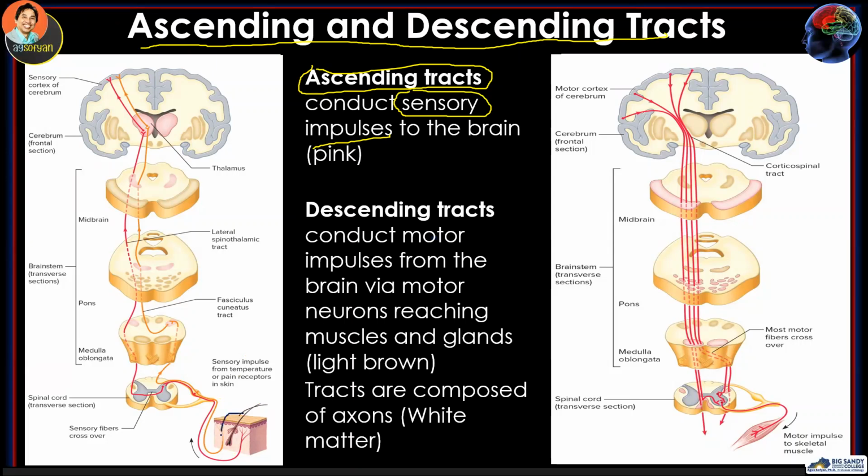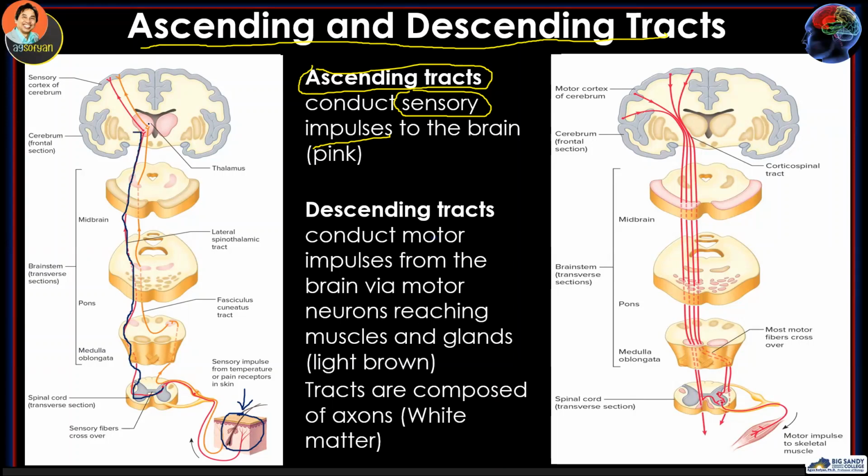So a receptor, for example, in our skin, receives the stimulus, then that stimulus will be carried by the sensory neuron to the spinal cord. In the gray area, there will be an interneuron that receives that information, and that interneuron will carry that information up. The axon is going to use the white matter of the spinal cord up to the brain.